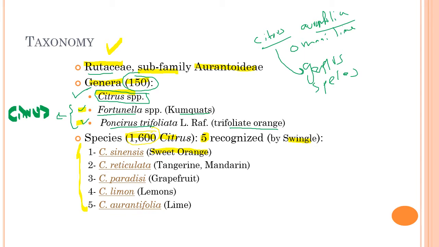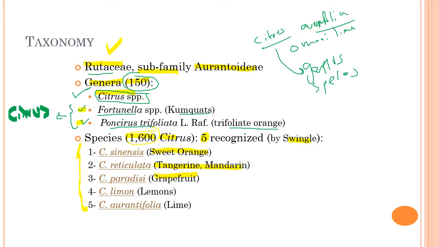The second group is called the tangerine and mandarin group, and that's called Citrus reticulata. When you talk about Citrus reticulata, you are talking about a citrus group on its own, different from sweet orange. In Arabic, this group is called Yusfi. Then we have a third group called grapefruit, which is Citrus paradisi.